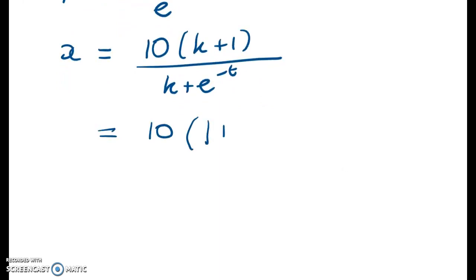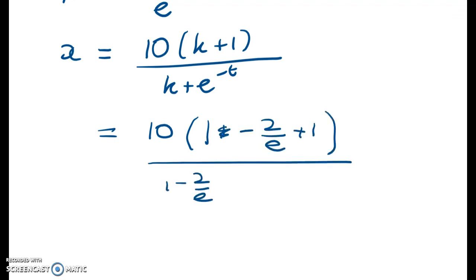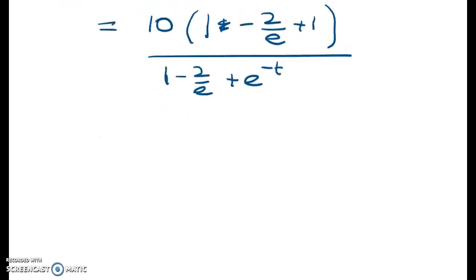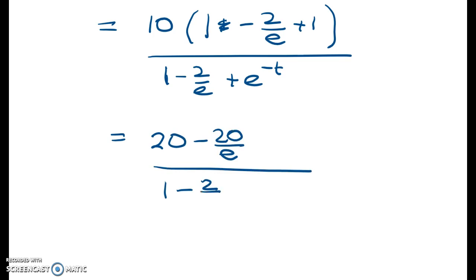So it's 1 minus 2 over e, plus 1 over 1 minus 2 over e plus e to the negative t. So cleaning up here gives us 20 minus 20 over e divided by 1 minus 2 over e plus e to the negative t. Now we can work with the over e stuff, but I don't really like it. So we're going to get a common denominator of e for both the numerator and the denominator and do some cleaning up before we think about what to do next.